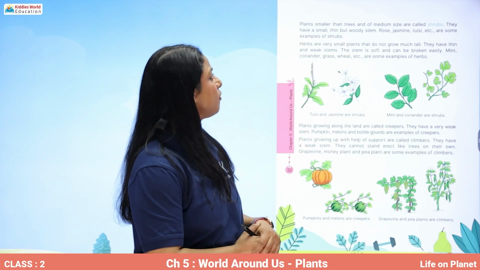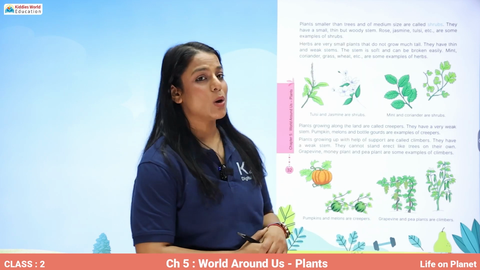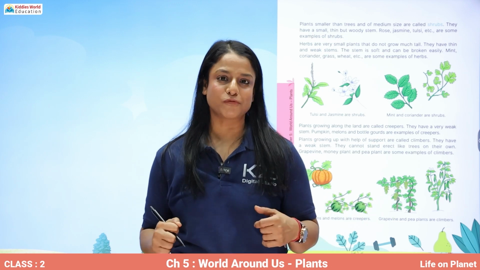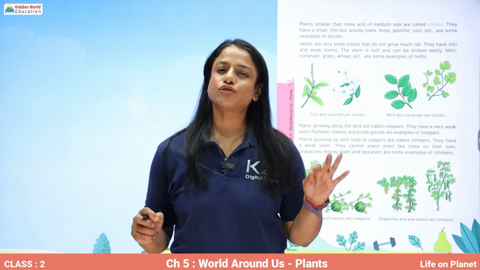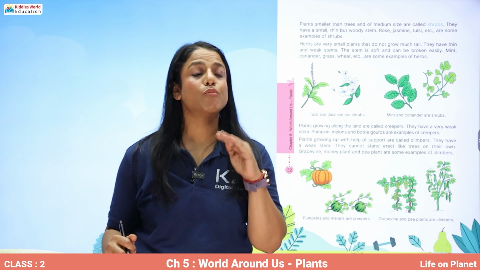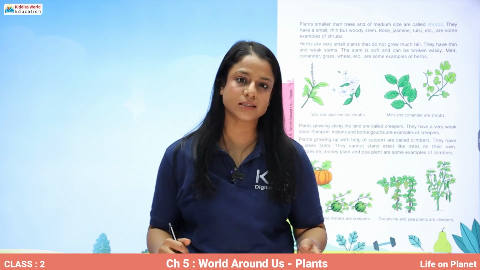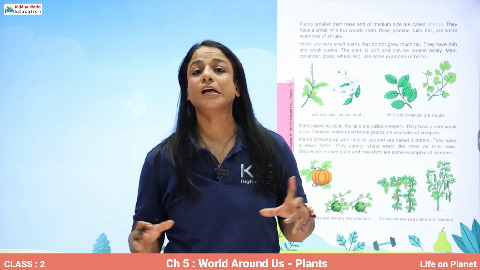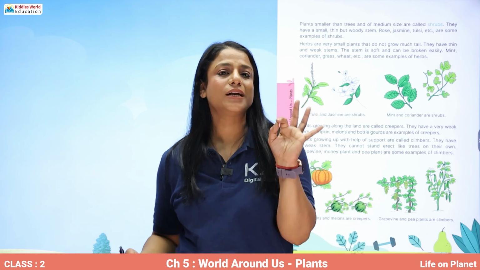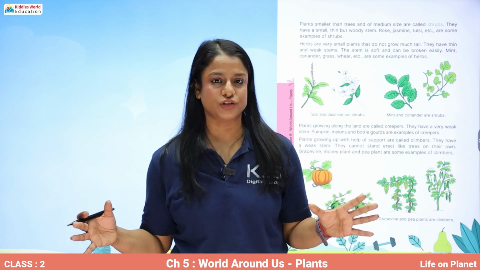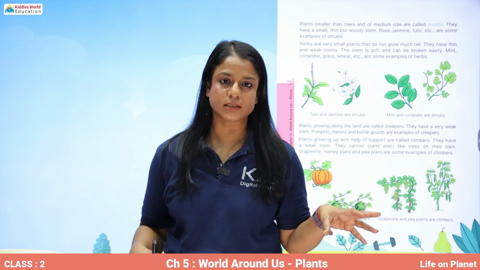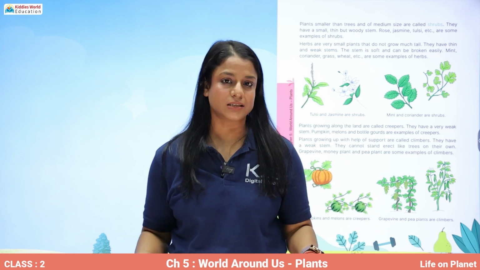The next type of plants are called the shrubs. How do we know that a plant in front of us is a shrub? So shrubs are of a little height. They are smaller than the trees. Their branches are not very thick, but still they have a woody stem and woody branches. And some of the examples are rose, hibiscus, tulsi.